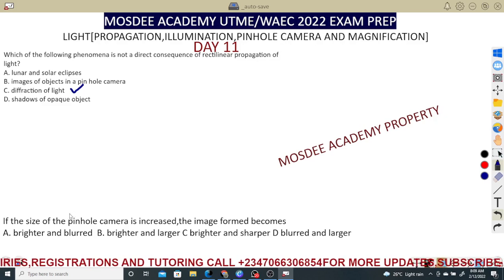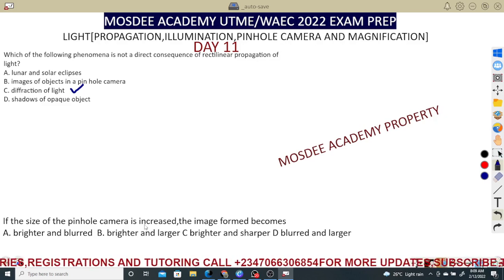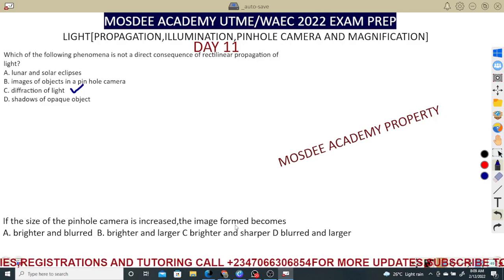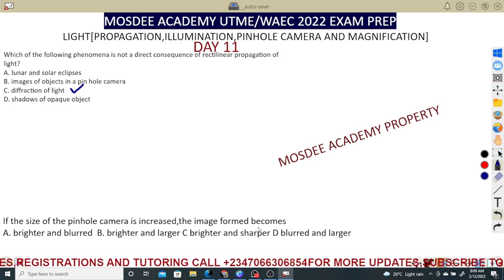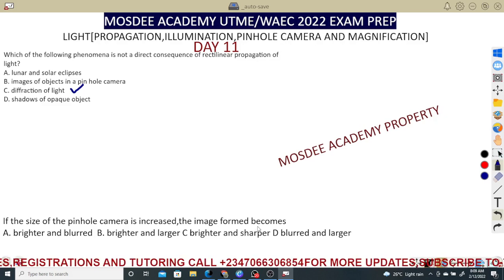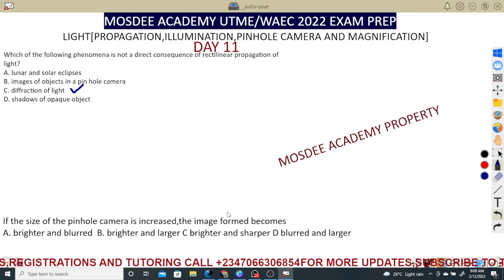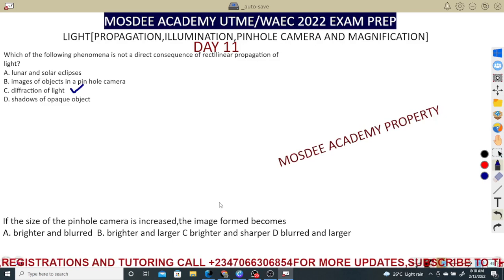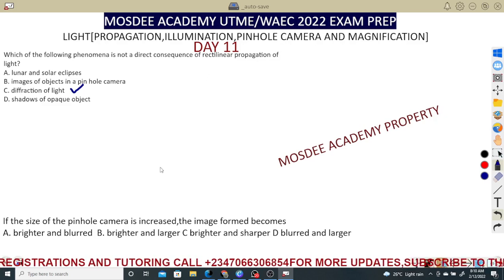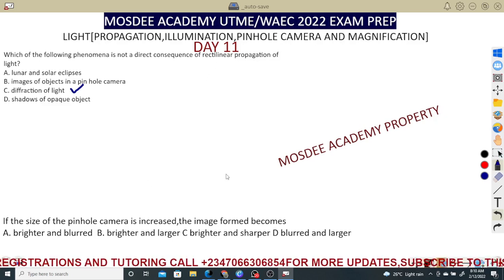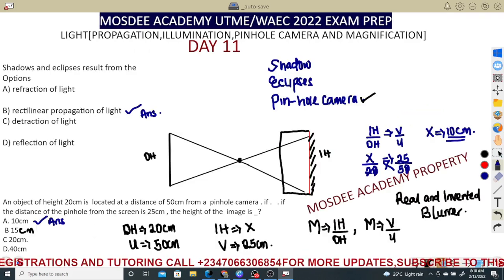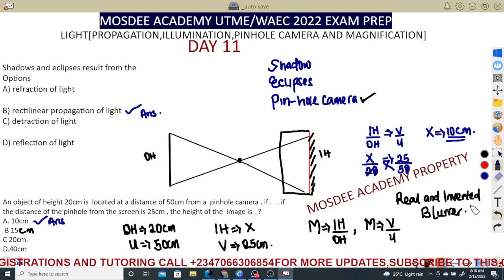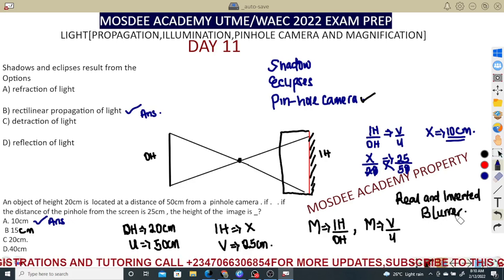And that says, if the size of a pinhole camera is increased, as you increase the size, the image formed becomes dash. That is a very good question. I talked about it not quite long ago. As the size of a pinhole camera becomes larger, the image becomes what? Brighter and blurred. I think I talked about that in the previous slide. You can see the image from the pinhole camera is real and inverted, and as the size increases, the image becomes blurred.